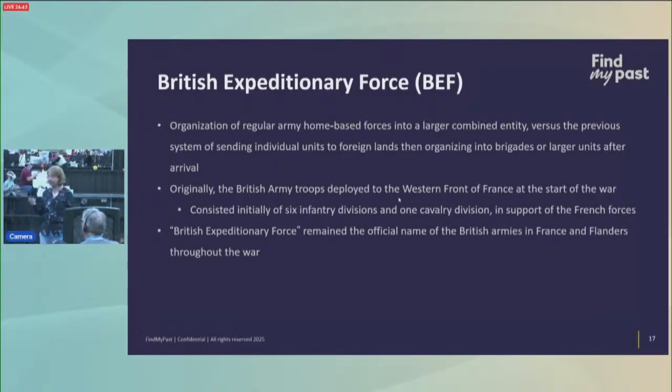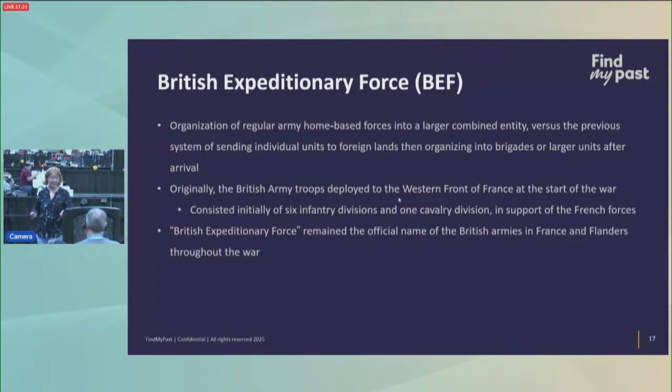So the organization of this regular home-based force into this larger entity, versus the previous system of sending individual units out one at a time and giving each unit their own specific instructions, begins to fade. They take over this whole idea of one army to go into the entirety of Europe and fight these battles. Of course, originally they deployed to the Western Front of France at the start of the war. That consisted initially of just 6 infantry divisions and 1 cavalry division in support of the French troops. Obviously, it didn't stay that low for very long.